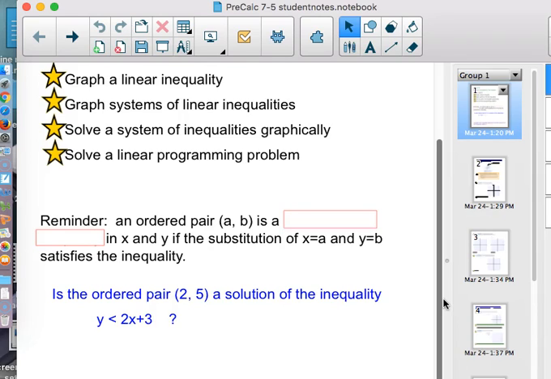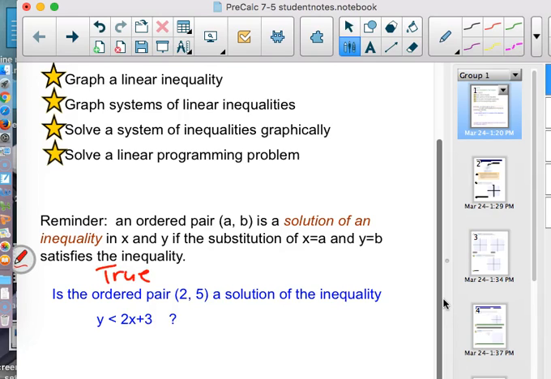So reminder, an ordered pair (a, b) is a solution of an inequality in x and y if it works in all of the inequalities in the system. So in x and y, if the substitution of x equals a and y equals b satisfies the inequality, that just means it makes it true.